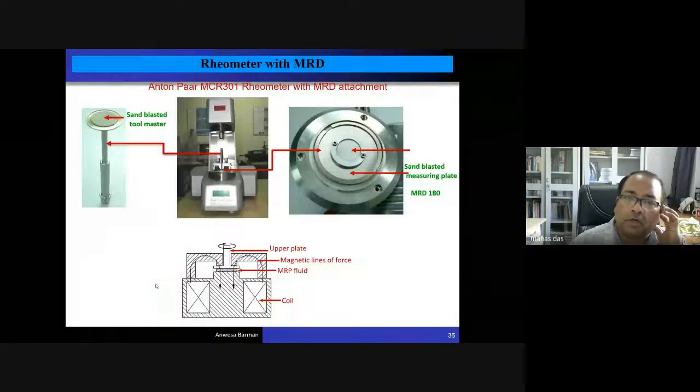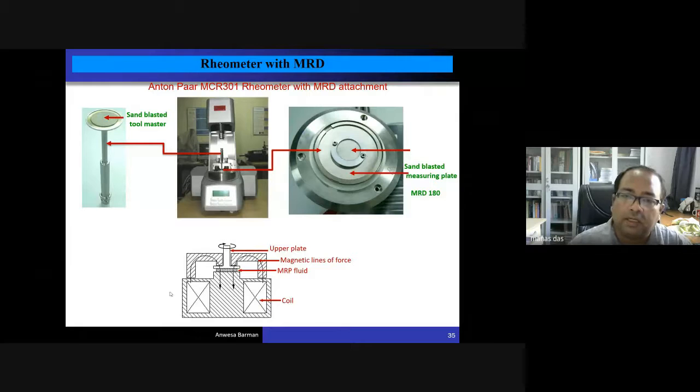After that we got a rheometer. This is the Anton Paar MCR 301 parallel plate rheometer, and here there is an option of a magnetorheological device. They are the only company who developed this kind of MRD device where you can apply a magnetic field, because our fluid is a non-Newtonian fluid under a magnetic field. There is a tool master attached here, which rotates with a certain RPM. At that time the magnetic field is applied, and this is the bottom plate.